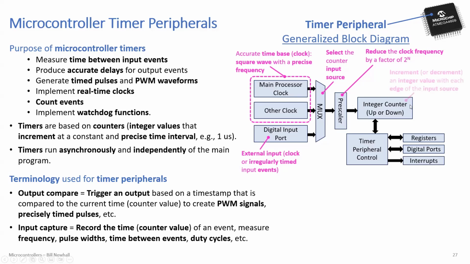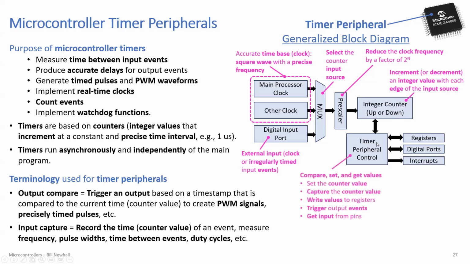And here is the integer counter. So this integer counter increments or decrements, goes up or goes down. It's an integer value, and that happens usually on each edge of the input source. Okay, so that counter can often be set to either count up or count down, and possibly on rising or falling edges or both, depends on the peripheral. But on each edge, this counter is going to go up or down.